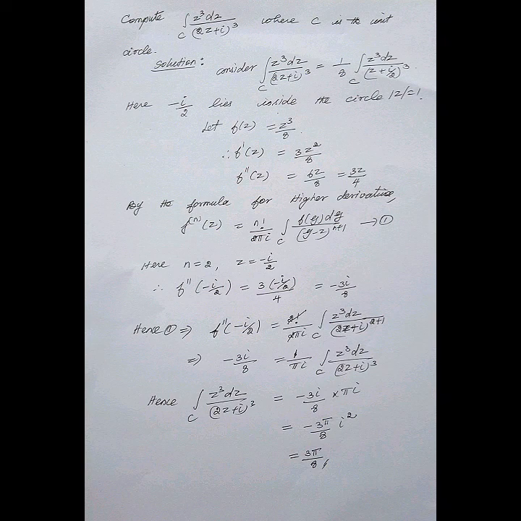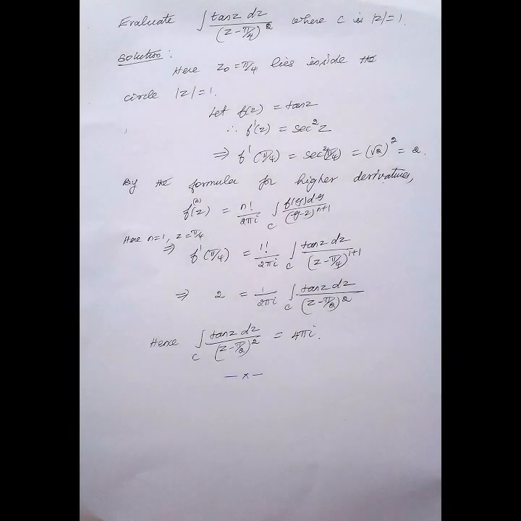In other words, -3i/8 = 1/(2πi) ∫_C z³ dz/(2z + i)³. And therefore, the integral over C of z³ dz/(2z + i)³ = -3i/8 × πi, that is 3π/8. Yes, I think you are able to follow. One more sum.